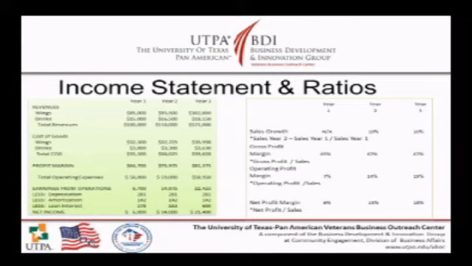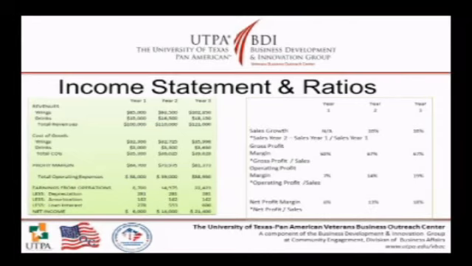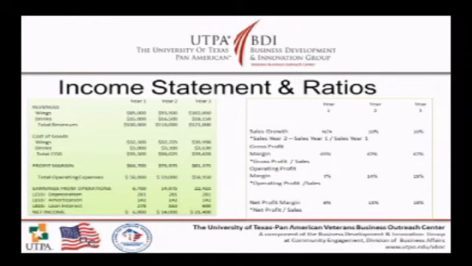Gross profit margin is gross profit divided by sales. And this kind of tells you how much money you have that's your gross profit. What's your contribution margin? Here it's 65% and 67%. Your net profit margin is your net profit divided by your sales. Here it's 6%.